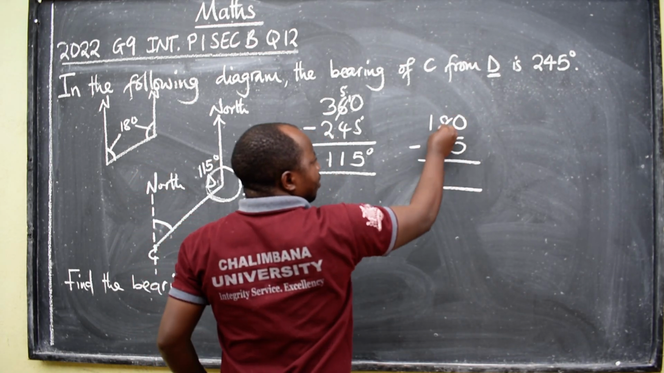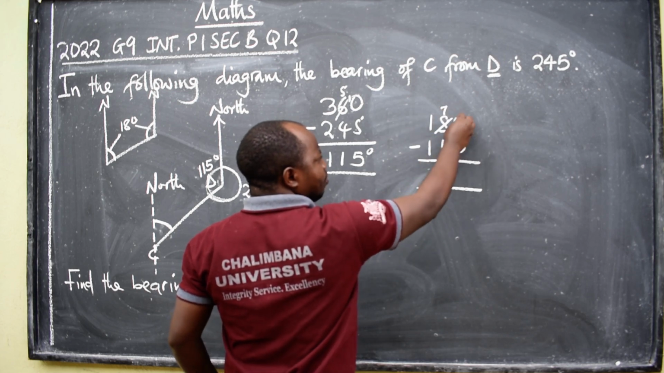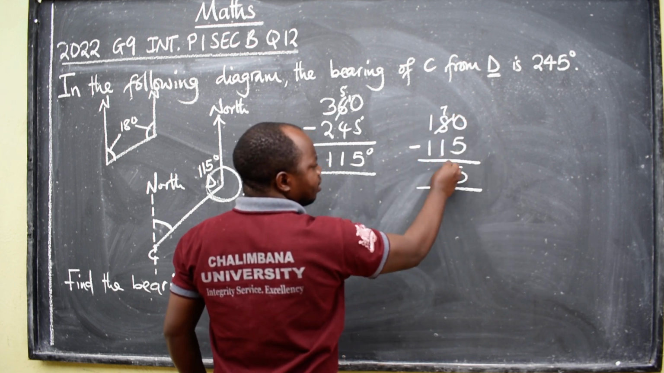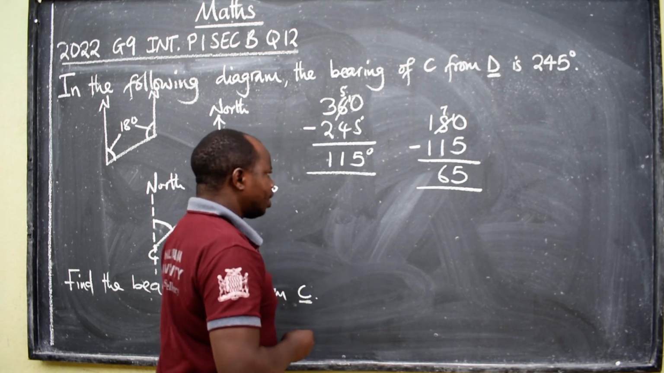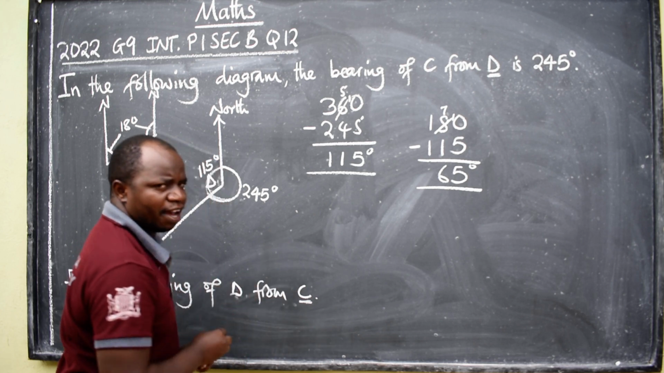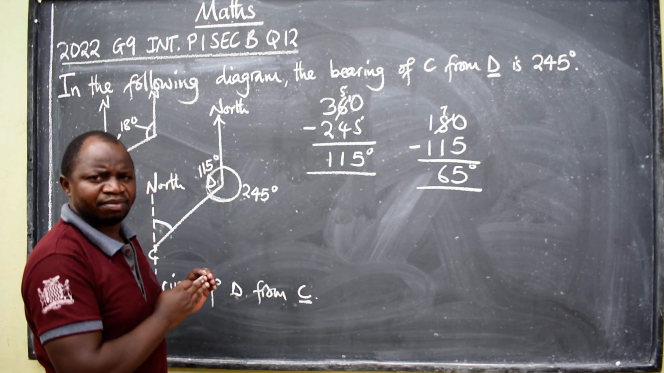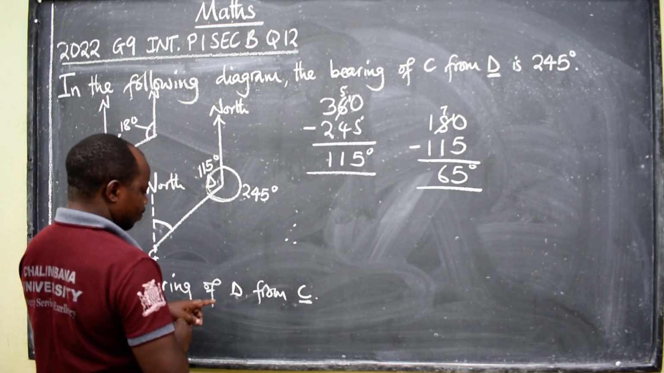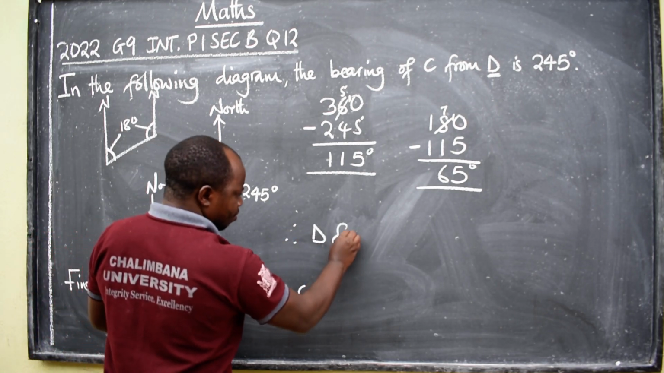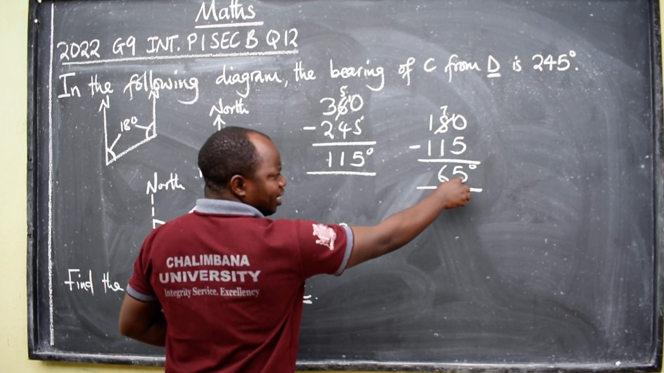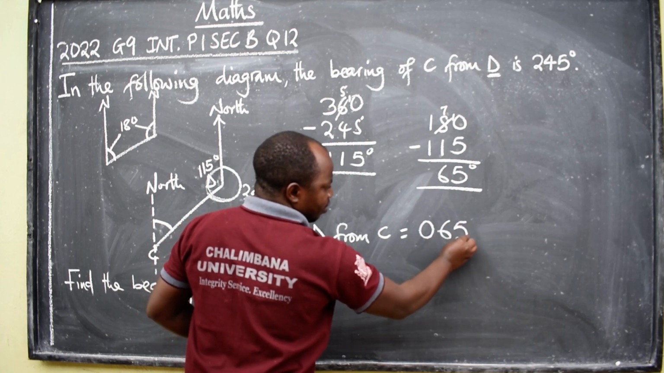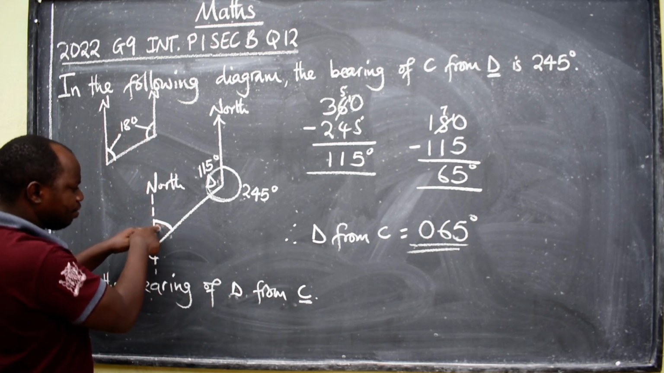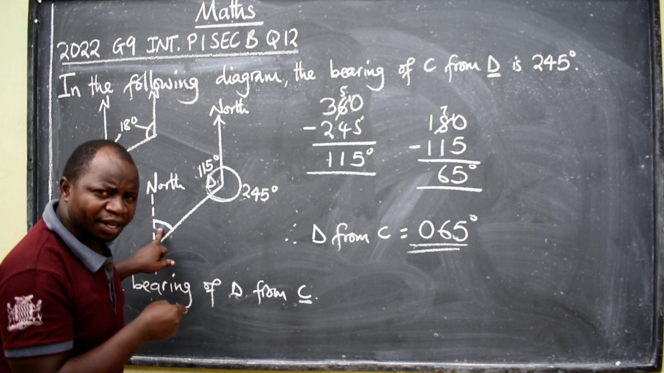Like this. Cancel here. You're going to remain with a 7. Add 1 to this, becomes 10. Take away 5, 5. Here you're going to remain with a 7. Minus 1, 6. This will be 0. Agreed? So now the answer is 65. But be careful. These are bearings, so it must be given as a 3-figure bearing. So you're going to say, therefore, D from C will be equal to 65, add a 0 in front. This becomes your bearing.